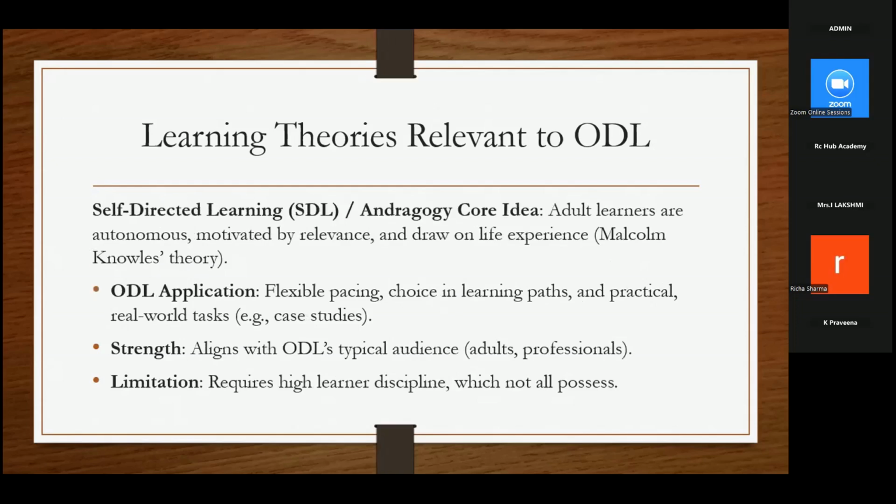And next, we are saying that it is about self-directed learning. So what is self-directed learning? We can say it is autonomous, motivated by relevance, or sometimes driven by experience.